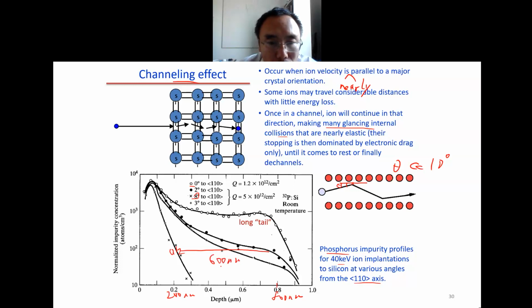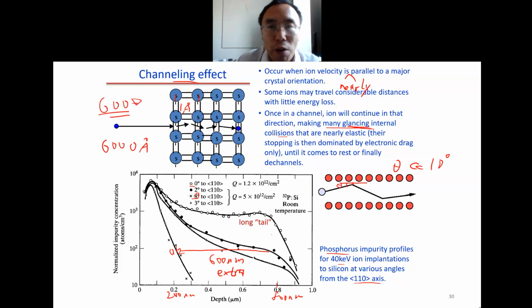Because of the channeling effect, we go an extra 600 nanometers deep. We know that the lattice spacing from here to here is on the order of 1 angstrom. So how many glancing collisions do we have? We say 600 nanometers equals 6,000 angstroms, and the spacing is only 1 angstrom. That means there are on the order of 6,000 glancing collisions before it comes to a stop.